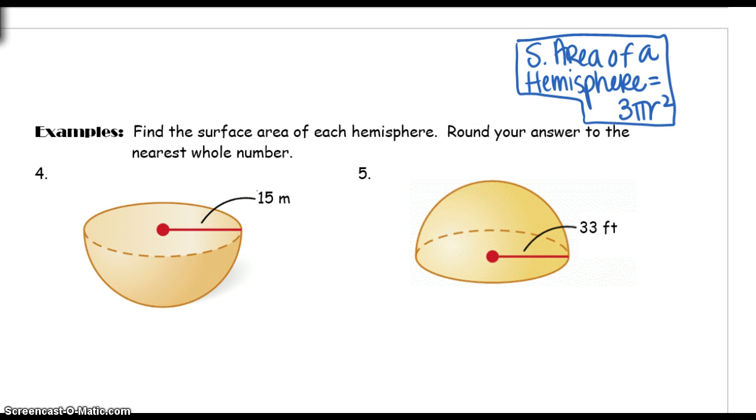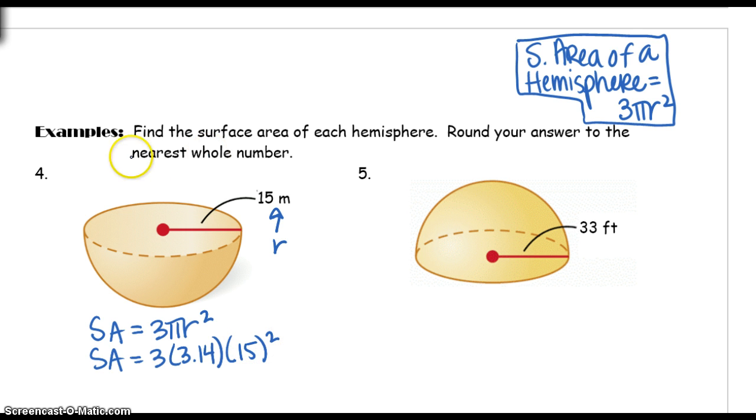So let's look at number 4. On number 4, we're going to use the formula. So the surface area is going to be 3 pi r squared. Well, right here is our r, so we've got that. We're good to go. So surface area equals 3 times 3.14 times the radius, which is 15 squared. And it does say we could round to the nearest whole number. So the first thing I would do is work out what 15 squared is. So 15 squared is 225 once we do that in the calculator.